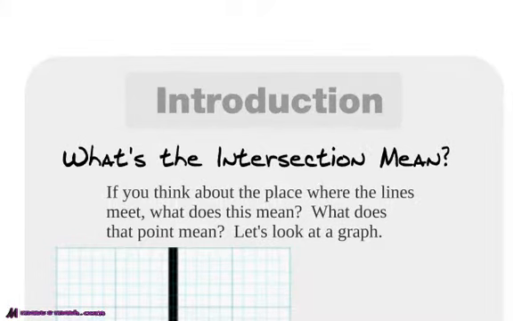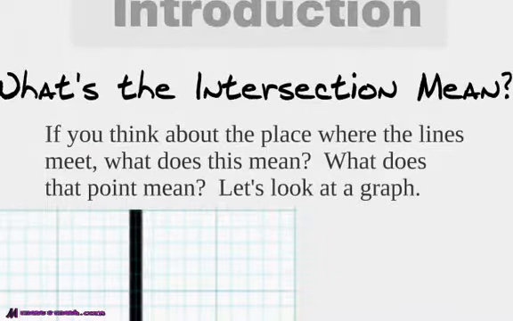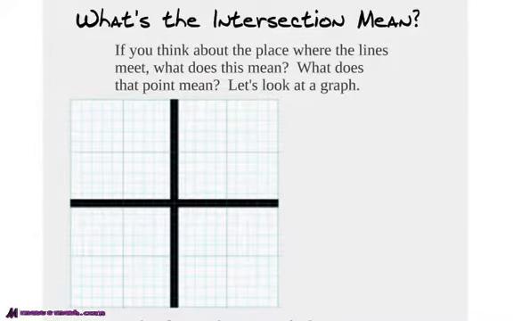When you look at the intersection of the two lines, and you get that one point, what does it mean? What does that point mean? Let's look at the graph here and see what we find out.